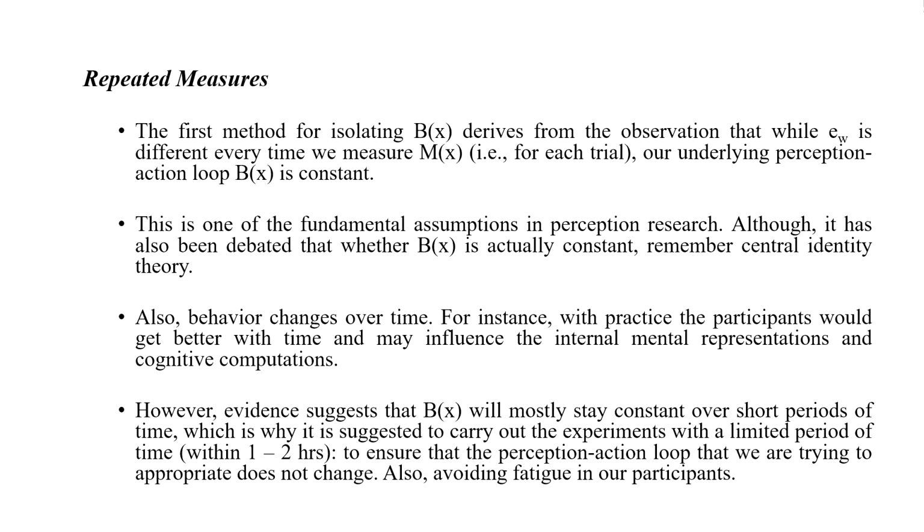So, the method for isolating B of x, as we have just said, derives from the observation that while this error term EW is different every time we measure it, our underlying perception action loop, this B of x, is constant. So, the brain is actually following the same process to arrive at the decision whether a particular stimulus is a word or non-word. The error term might vary, and that is what creates the disparity between your responses. So, 552, 602, 752 or even 452 milliseconds, that error term is changing across every trial, and that is what is causing the change in your reaction time.